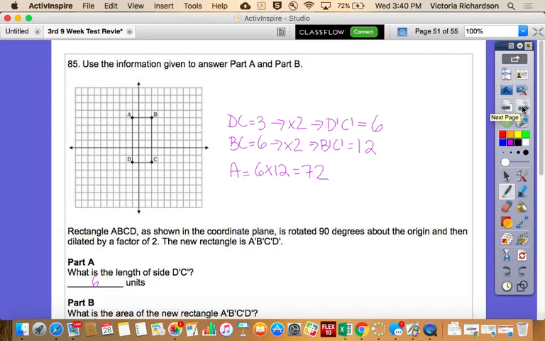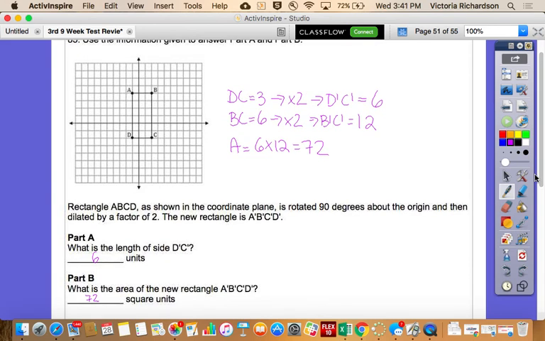So we have to figure out, it says rectangle ABCD, as shown in the coordinate plane, is rotated 90 degrees about the origin and then dilated by a factor of 2. The new rectangle is A prime, B prime, C prime, D prime. So if it's dilated by 2, that means we have to multiply everything by 2. So I found the length of the sides. AB is 3, DC is 3, BC is 6, and AD is 6. So if I'm going to dilate those by a scale factor of 2, I multiply them both by 2. So D prime C prime is 6, and B prime C prime is 12. So now I have my two new lengths. So I multiply them together because area is length times width, which gives me 72.